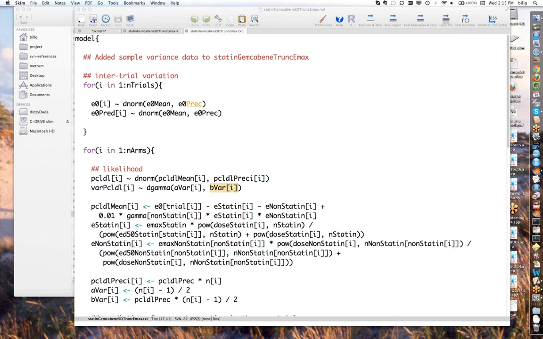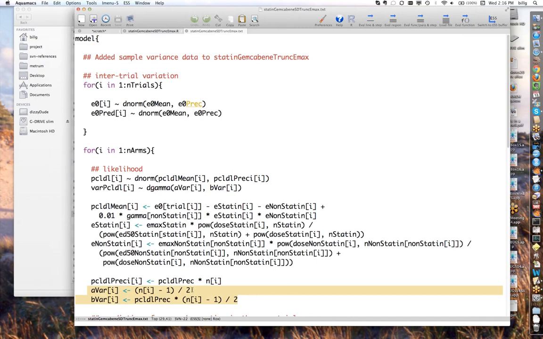So I have to go ahead and calculate those. That's what's going on right down here. So you can see the A var is just that n minus 1 over 2, so it's n sub I because it's for the ith treatment arm. And then the B var is going to be, well, instead of being n minus 1 over 2 times sigma squared, we've got it in terms of the precision here. So precision is nothing more than 1 over sigma squared, so it's equivalent then to that n minus 1 over 2 times sigma squared. So that takes care of calculating that.